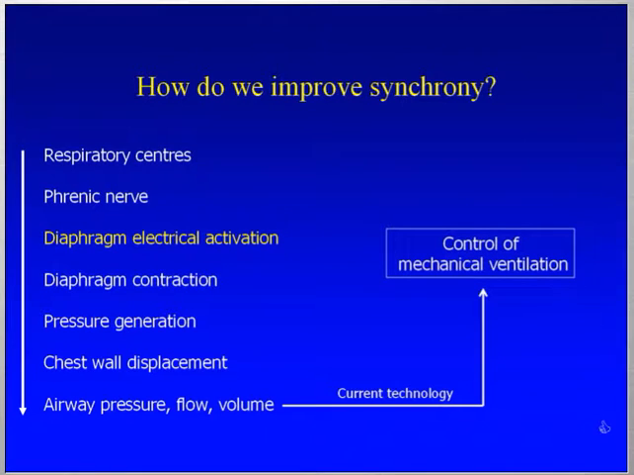So how do we improve the synchrony? We have to go back to the physiology for a second. The desire to breathe originates in the respiratory centers. The signal from the respiratory centers is passed to the phrenic nerve. This signal electrically activates the diaphragm. After the electrical activation, the diaphragm contracts. This causes changes in pressure. It displaces the chest wall, and it generates an airway pressure, a flow, and a volume.